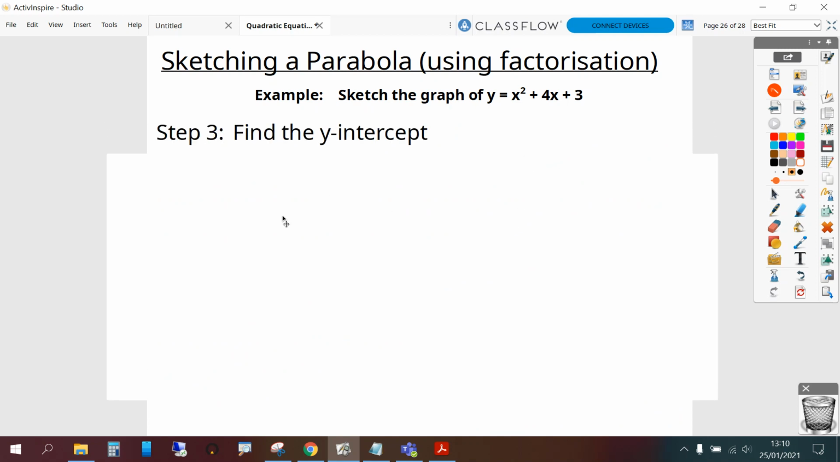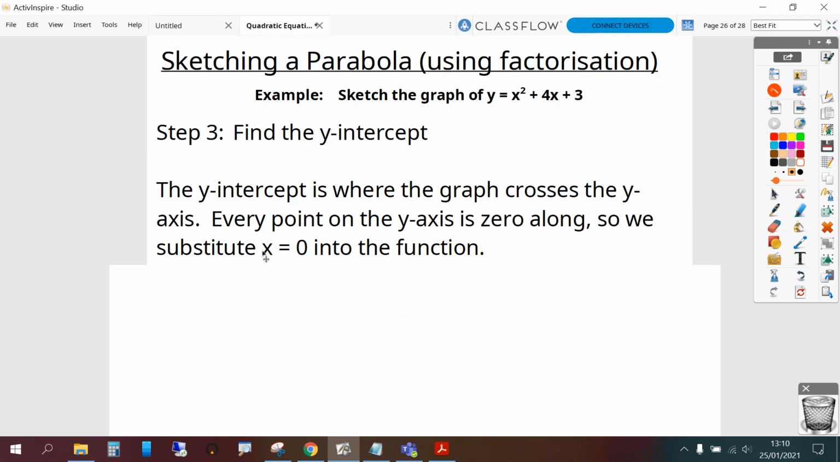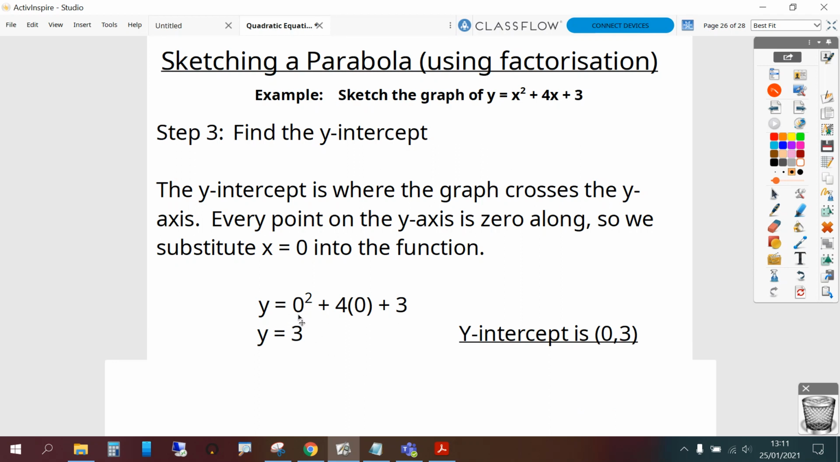We'll also be asked to plot where the y-intercept is as well. So the y-intercept is on the y-axis, so the y-axis, every point there on it is where we have an x value of 0. It's 0 along and something up or down. So we substitute x equals 0 into the equation, and we get y is equal to 0 squared plus 4 zeros plus 3, so we're just left with 3 because these are both with 0. So the y-intercept is 0, 3.